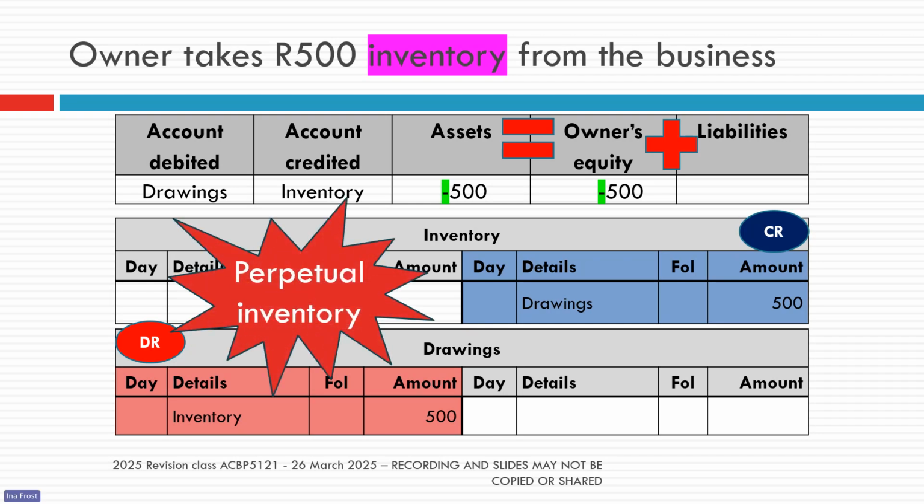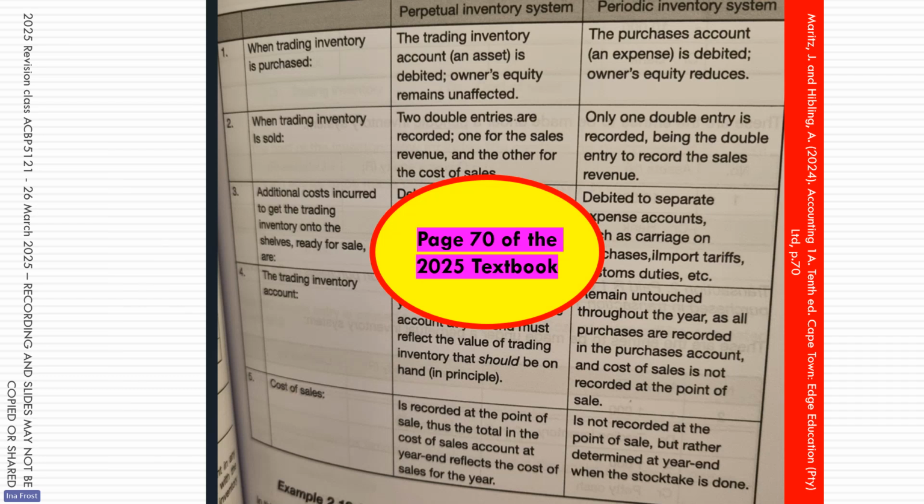Just to remember, we spoke a little bit earlier about the 2 different inventory systems that we cover in first year accounting. This particular way that I have recorded this transaction is for a business using perpetual inventory. Be aware that this transaction will differ slightly if a business was using periodic inventory. And remember, in your textbook, page 70, you're going to find a little table that gives you the key differences between the two inventory systems.